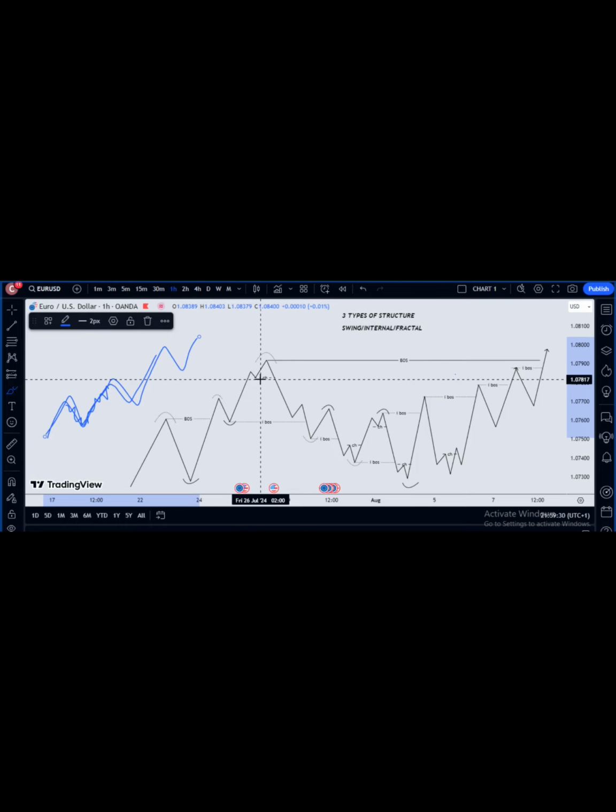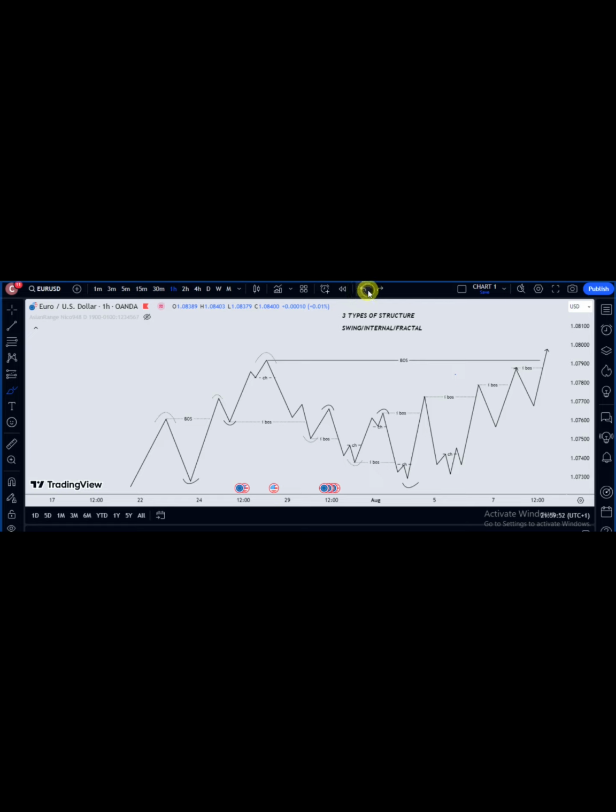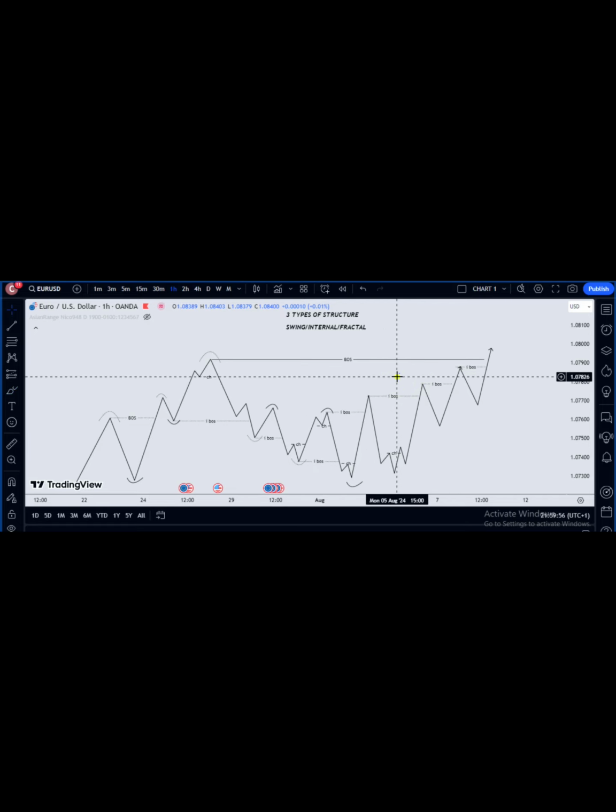Okay, so that's why this is called a fractal, because it's just a fractal of the trend. That's what we call a fractal structure. It's an internal structure, just like an internal structure in the main swing structure. While the swing structure is what we are actually making now, like this. Okay, so that is it.